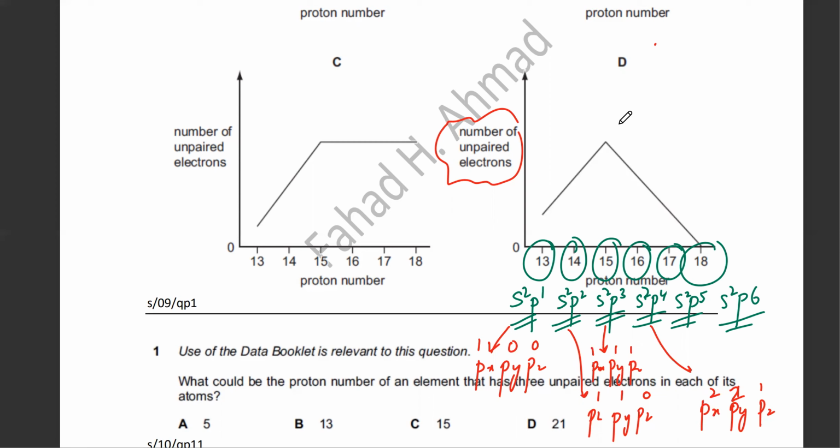So the graph would go up and then go down. Because remember, he wanted to know the number of unpaired electrons. So it became 1 unpaired, then 2 unpaired, then 3 unpaired, and then the pairing started, so the number of unpaired started to decrease. Okay, is this clear? Sidra, is this clear? Raid, Oswa?